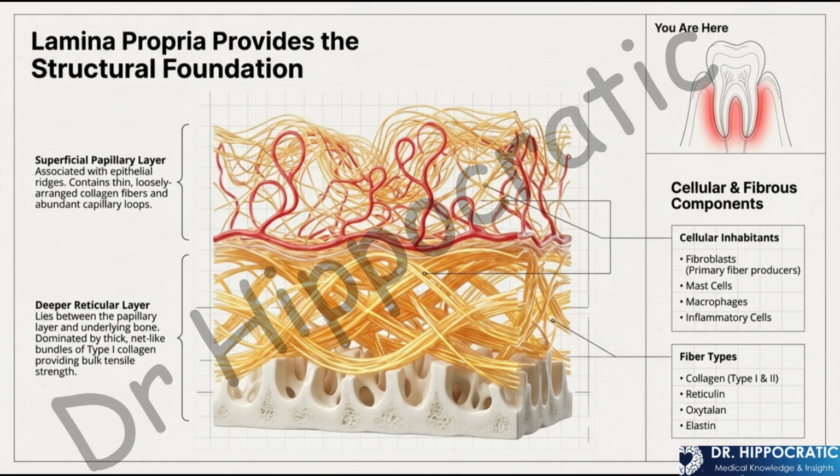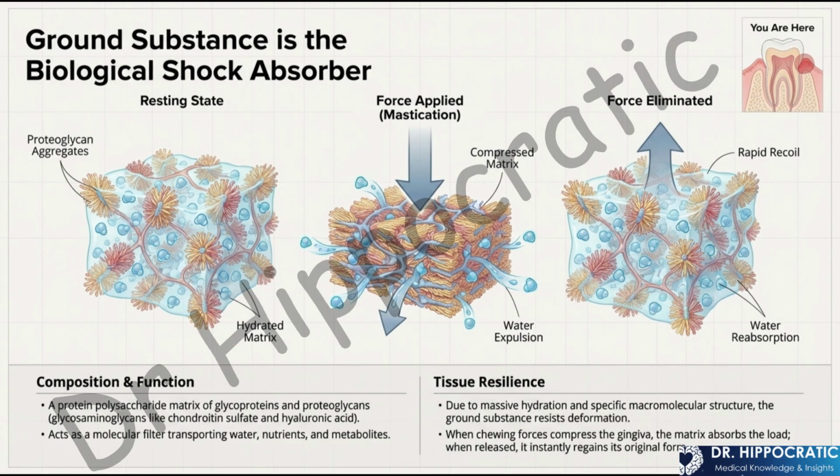The slide also lists the cells living down here. Macrophages, mast cells. But the real stars seem to be the fibroblasts. I shouldn't just think of them as floating cells, right? They're more like the castle masons. That's the perfect way to look at them. Fibroblasts are the primary fiber producers. They're constantly spinning new structural threads, collagen type I and II, reticulin, elastin. They're repairing the microtears that happen every single time you eat. So they're always working. Now coming to the next slide. Slide 11 brings us to ground substance, which the slide brilliantly titles the biological shock absorber.